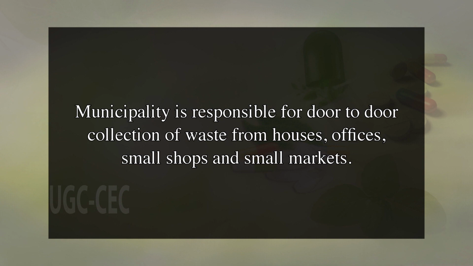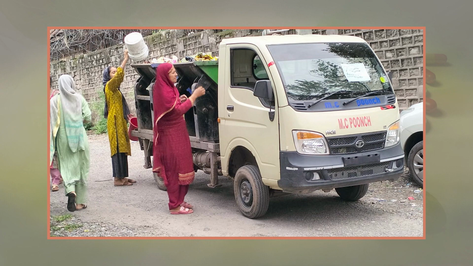Municipality is responsible for door-to-door collection of waste from houses, offices, small shops, and small markets. People are also required to deposit their waste in containers, community bins, whether stationary or haul types, from which it is collected by municipal crew. The vehicles used in this stage for collection are small and simple and vary from place to place. It may be a two-wheeled cart pulled by an individual or bell-ringing vehicles.